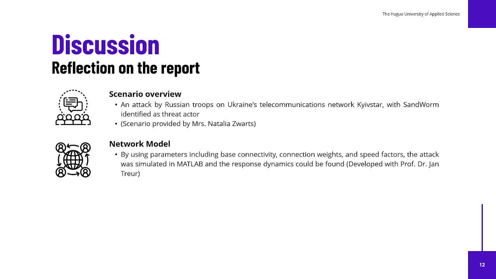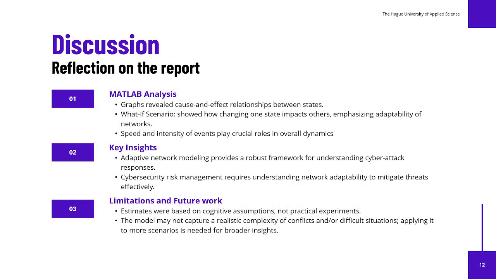A cyber attack scenario on Ukraine's telecommunication networks, conducted by Russian-backed hackers, was modeled using network-oriented modeling and analyzed through MATLAB analysis. Through this analysis, a series of graphs were created and analyzed, providing insights into the cause and effect relationships between different states. Additionally, with what-if scenarios, we could explore how changing one state impacts others and explore the potential outcomes of the scenario.